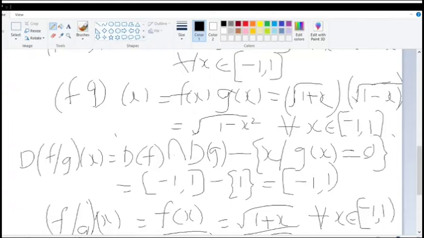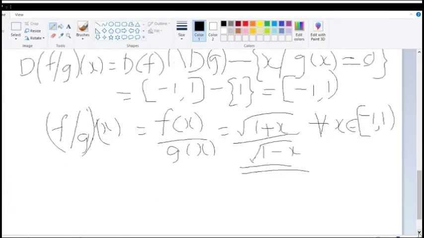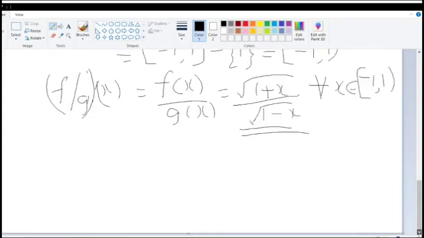Here g of x equal to square root of 1 minus x, which is equal to 0 when x equal to 1. Therefore, domain of f by g of x equal to closed interval minus 1 to 1 minus singleton set 1, which is equal to closed interval minus 1 to 1, open at 1. Therefore, f by g of x equal to f of x by g of x equal to square root of 1 plus x by square root of 1 minus x for all x in closed interval minus 1 to 1, open at 1.